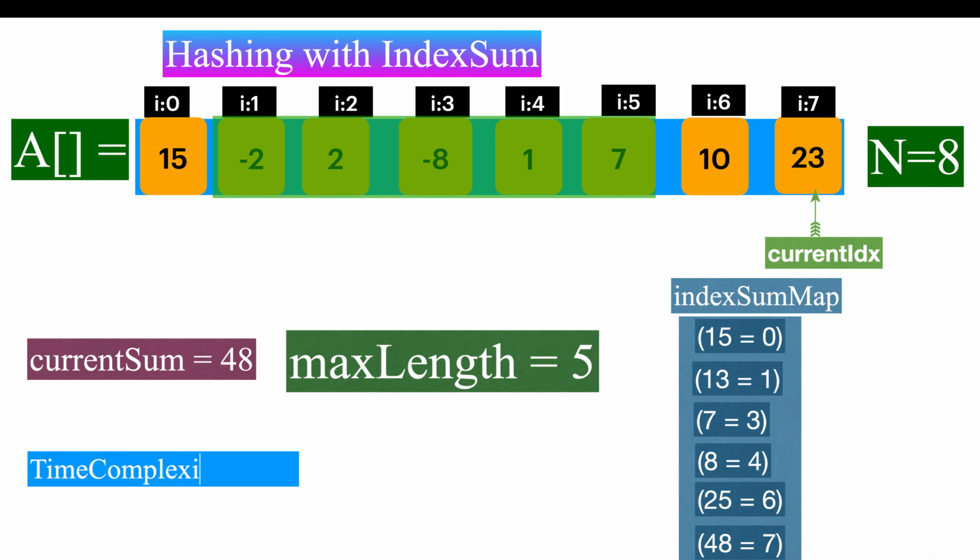So time complexity here is linear. We are just traversing from 0 to n minus 1 index. And space complexity is also linear, because if there is no subarray with the given sum as 0, then our map size is equivalent to the given input size. So the space complexity becomes linear.